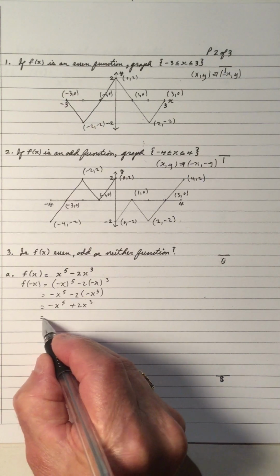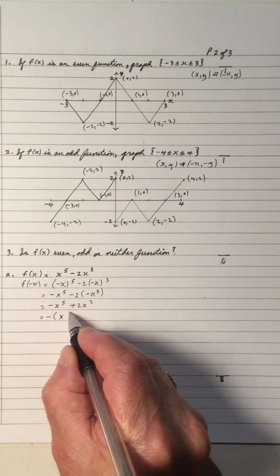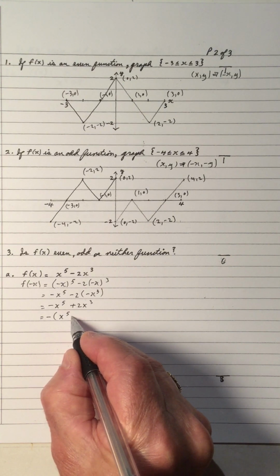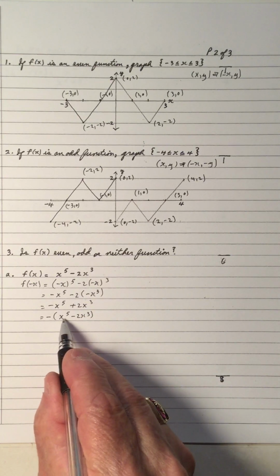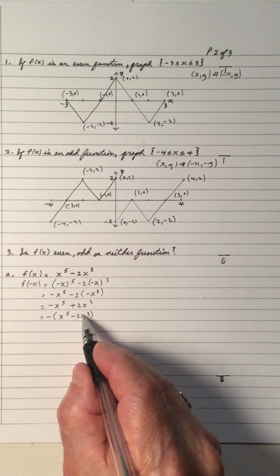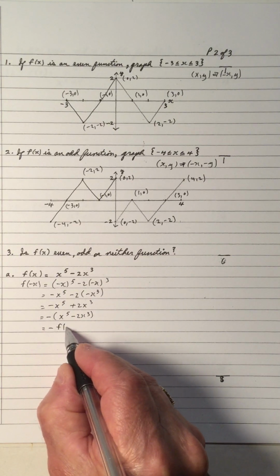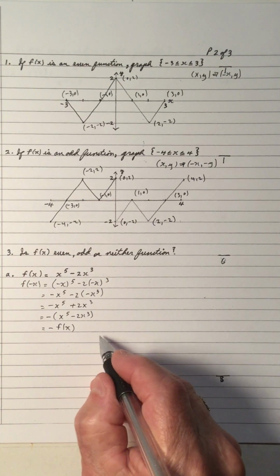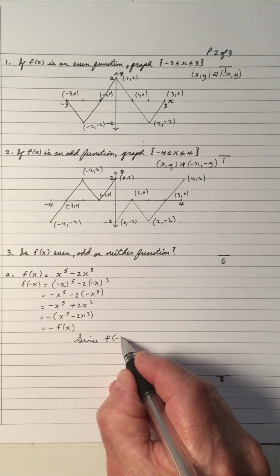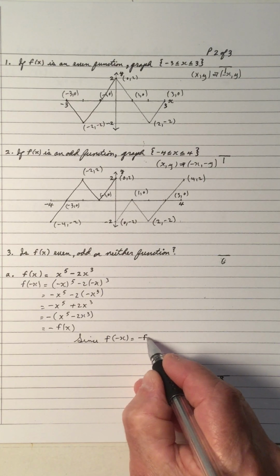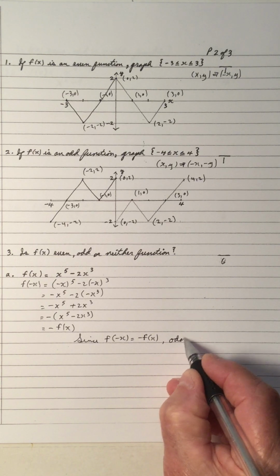And so this is plus, so we'll take this minus out. We take the minus out, we get x to the 5. Take a negative out of here, we get negative 2x cubed. So x to the 5 is here, negative 2x cubed is here, and that's f of x. So since f of negative x is equal to negative f of x, it's an odd function.